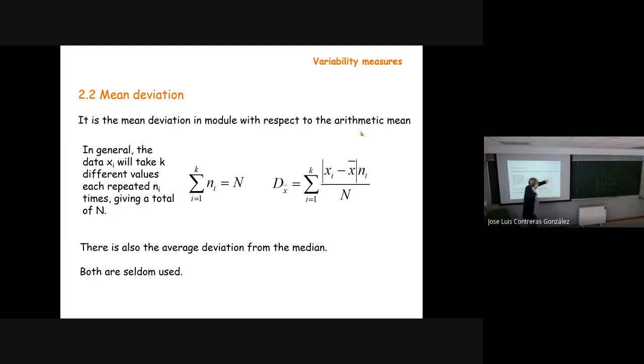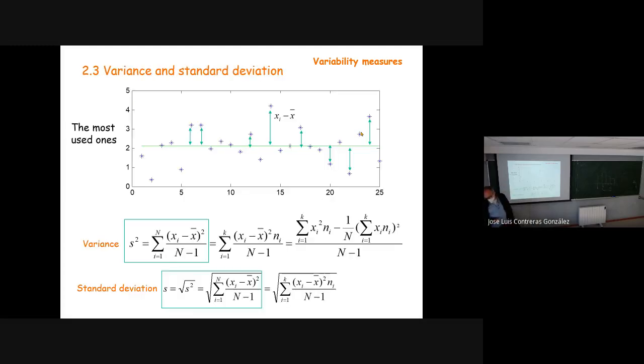So what you do is compute the absolute values of the differences and weight them by the frequencies. This could be a good measurement of how wide your set of data is, but it is seldom used, because the absolute value has awkward mathematical properties. It's difficult to work with. Okay, so normally this is not done. It could be a measurement of variability, but it's seldom used.